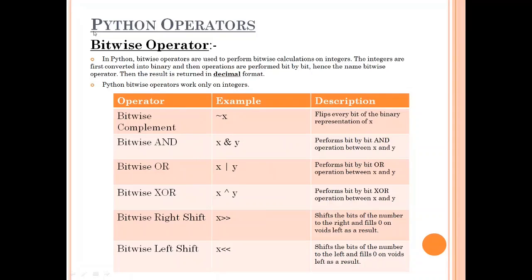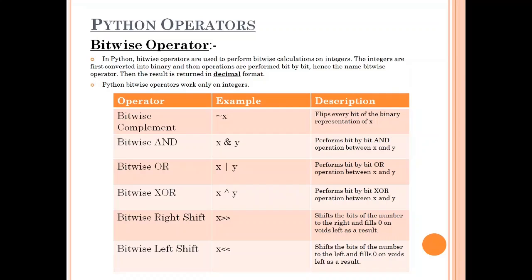Hello friends, in this video we are going to learn about bitwise operators in Python. In Python, bitwise operators are used to perform bitwise calculations on integers. The integers are first converted into binary and then operations are performed bit by bit, hence the name bitwise operator. Then the result that we obtain after performing the operation is converted to decimal format.